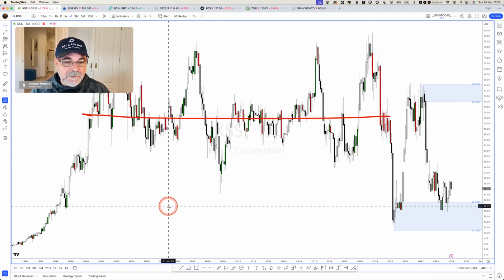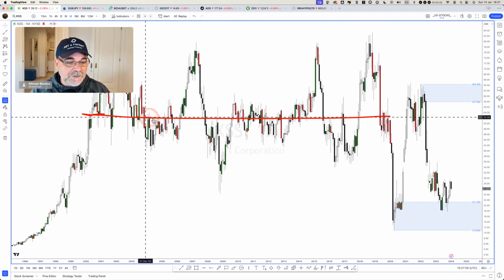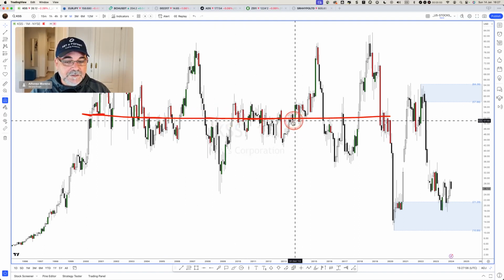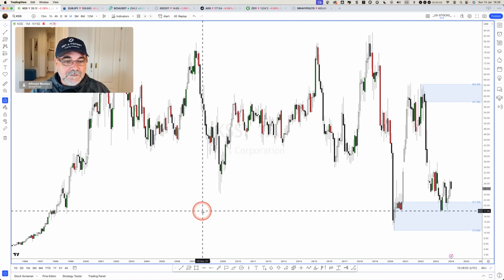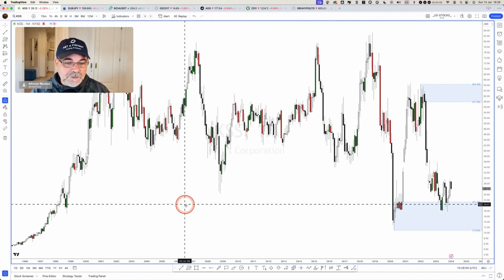I'm gonna draw another one over there. So support, support, resistance, resistance, resistance is support, resistance, resistance. So a random line drawn on the chart will almost always imply there is a level of resistance or support. That's how I see it.